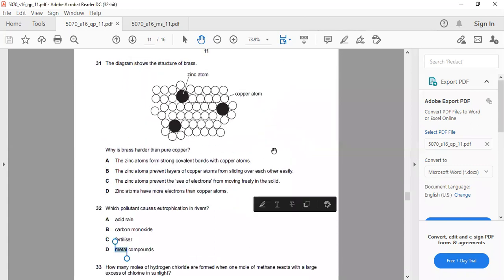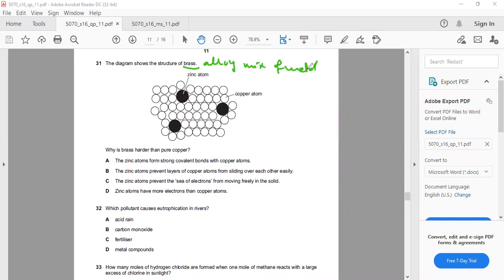31 is about alloys. Alloy means a mixture of metals. Brass is an alloy, which is a mixture of metals. Because of different sizes of metal atoms, they prevent layers from sliding, which is why alloys are harder than the pure metal. This is a very frequently asked question. So different sizes of metals prevent sliding of layers. So B is the answer. Layers of copper are prevented from sliding over each other, which is why it is harder. Okay.